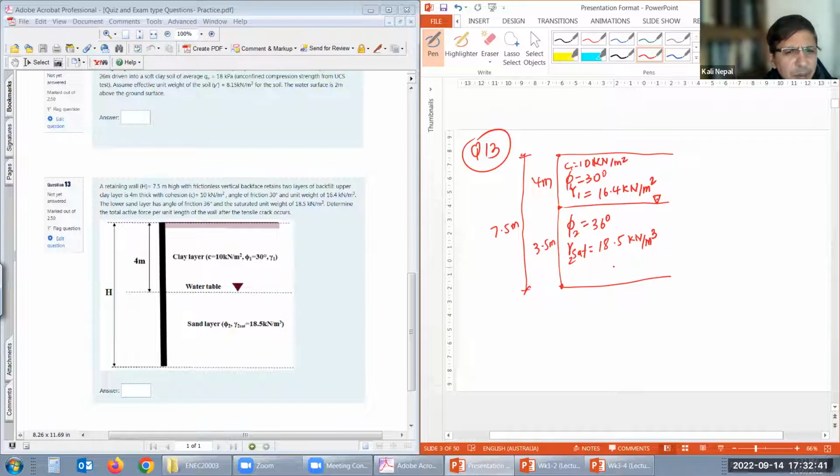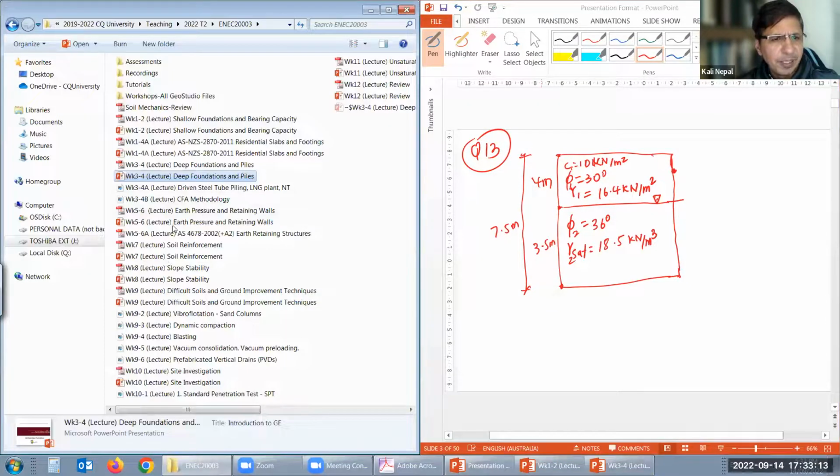We need to determine the total active force per unit length of the wall after the tensile crack. After the crack, there will be a tensile crack here. Why? Because it's clay at the top. First, we need to find how deep the crack would be. That's why we call it a crack, because the diagram comes out on the negative side based on the equation, and then we calculate the active force. Is that clear? The question is clear, yeah? Let's go and open up the earth pressure theory.